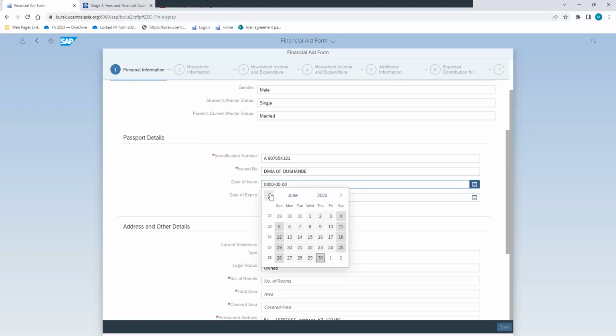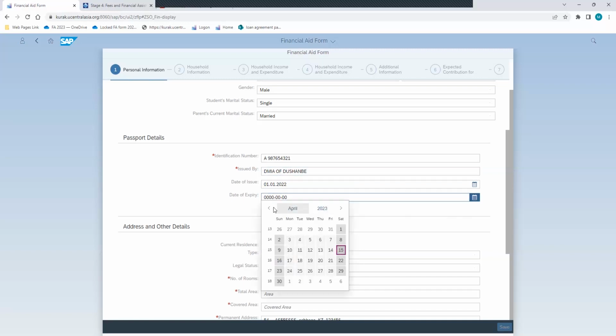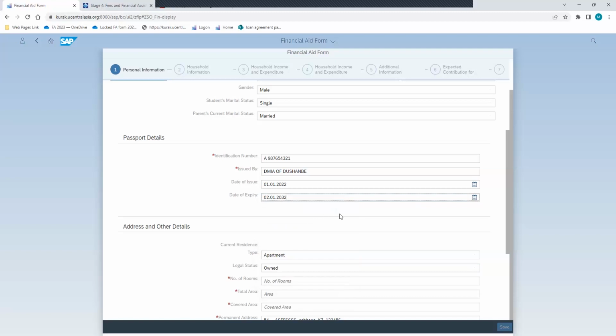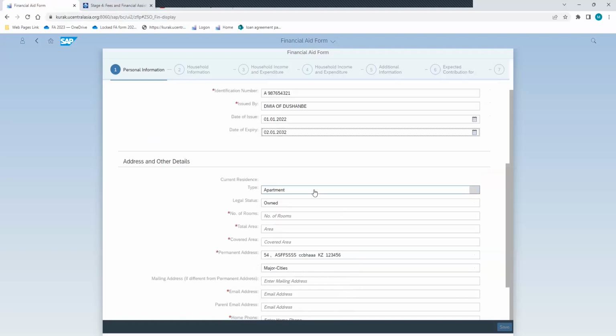Suppose it was issued on the 1st of January last year. And the date of expiry can be January 2nd, 2032. So, the address and other details box.